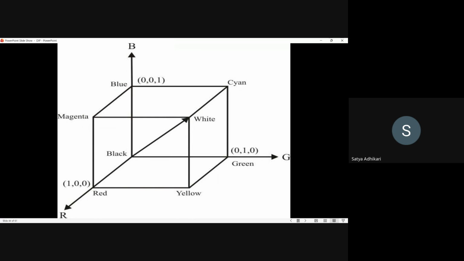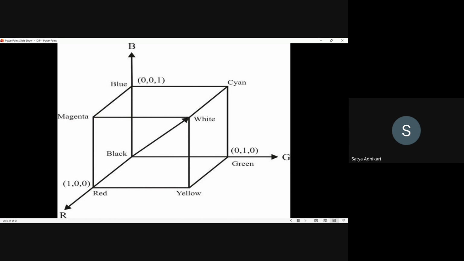And you see the cyan color. Cyan is a combination of blue and green. Blue is 1, green is 1, and red is 0. It is not written there, but for cyan you write 1, 1, 0. Cyan is 0, 1, 1, sir? The combination of cyan should be 0, 1, 1, sir. Sorry, 0, 0, 1.